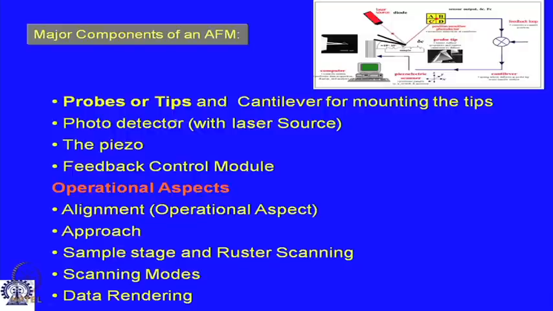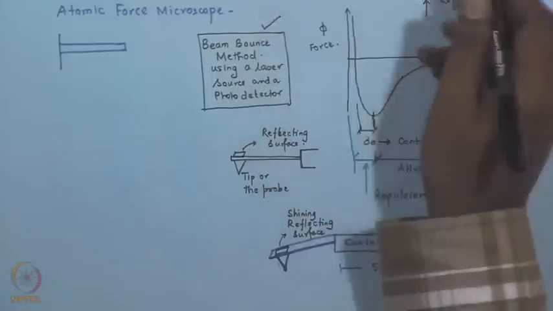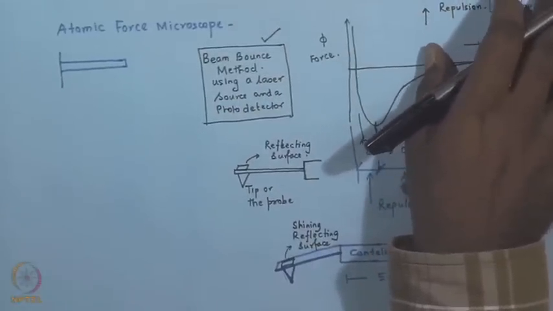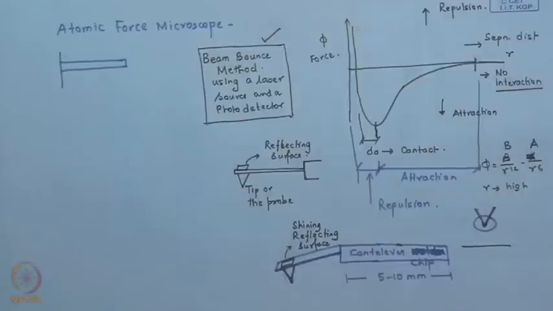We will revisit it. Then the other components, we have a photo detector with a laser source, which we have already talked here, because most commercial AFMs use the so-called beam bounce technique for detection of the level of forces or the deflection of the cantilever.